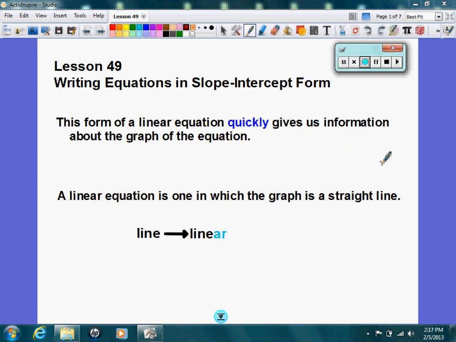Today's lesson is lesson 49, writing equations in slope-intercept form. This form of linear equation quickly gives us information about the graph of the equation. A linear equation is one in which the graph is a straight line. Notice the root word of linear there is line.